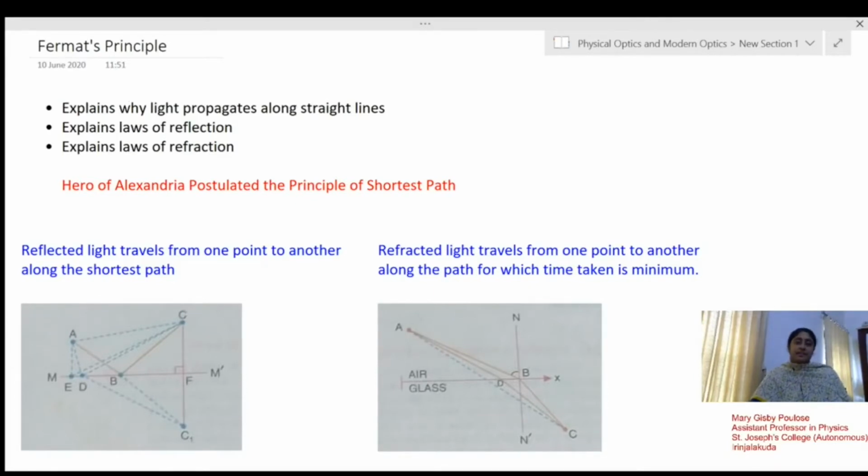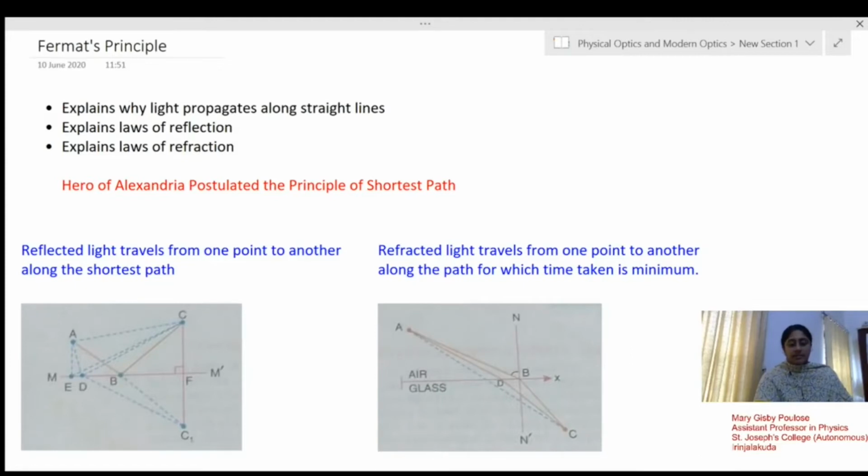The Greek philosopher Hero of Alexandria first postulated the principle of shortest path. According to this principle, when light travels from one point to another through a set of media, there may be different media, light will choose that path for which the path length is minimum. But this principle could not simultaneously explain reflection and refraction of light.